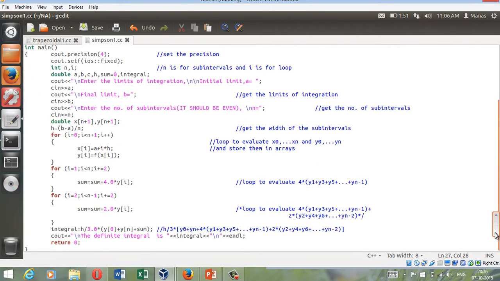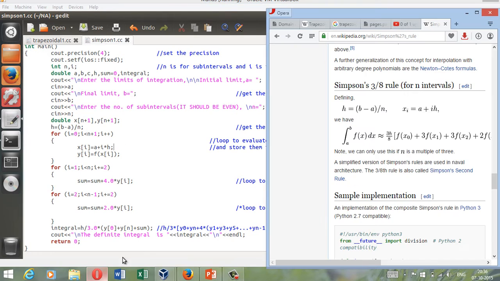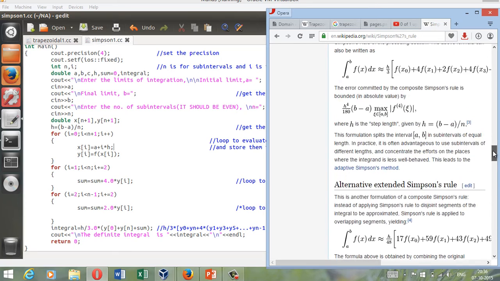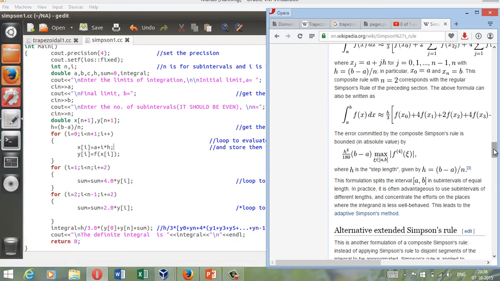Now what you're going to do is run a loop where you will be multiplying, as you can see, the terms with... I guess I opened the Simpson's 3/8 rule right here, and make sure that you don't make the same mistake. What we are doing in this video is Simpson's 1/3 rule and not the 3/8 rule. I must have scrolled down more than I intended to.